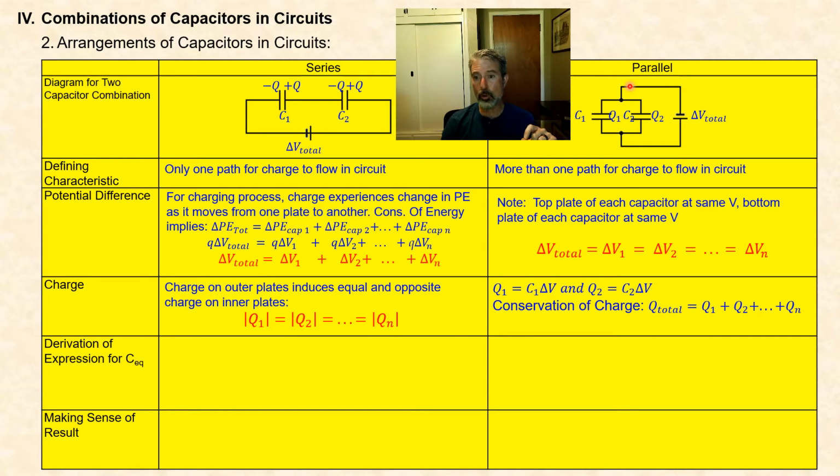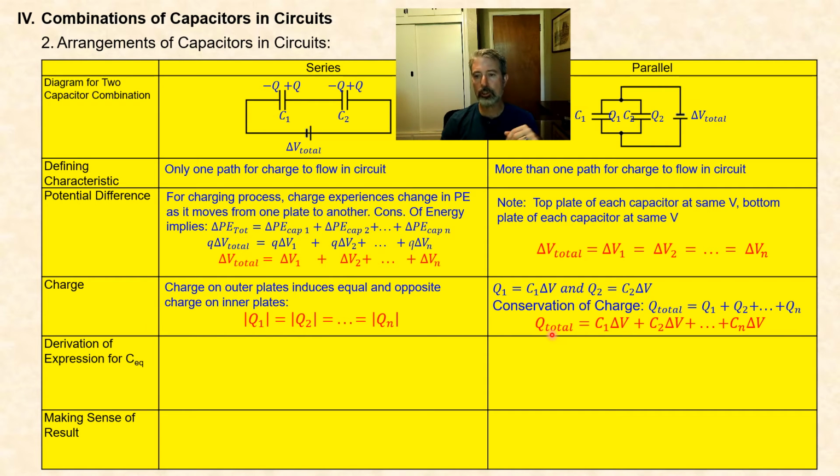The total charge leaving the source will be equal to the total charge that ends up on the plates, which would be equal to the charge of capacitor 1 plus capacitor 2, and so on. Equivalently, when we talk about an equivalent capacitance, we can say that this Q total not only represents the charge leaving the source of voltage. When we replace this combination with a single capacitor, that also represents the total charge on that single capacitor. So here we have the expression for the parallel arrangement, right?